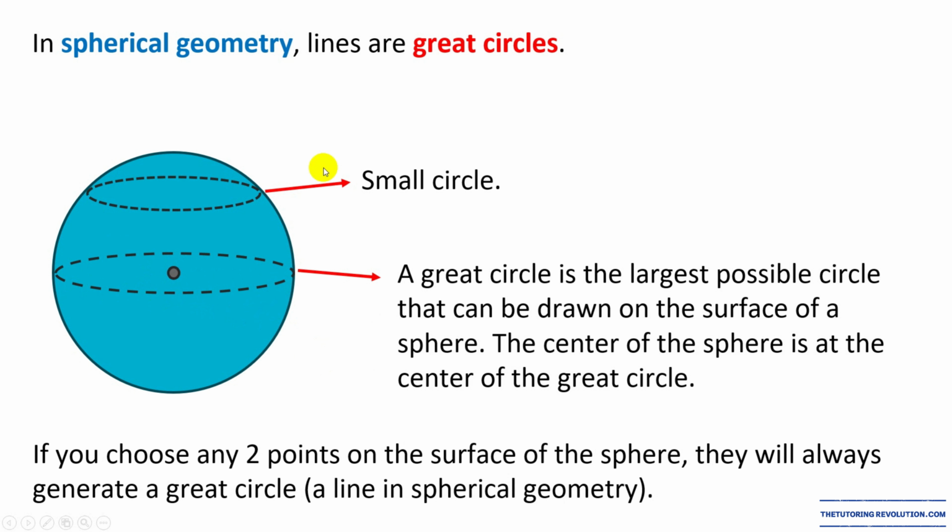Now, in spherical geometry, if you choose any two points on the sphere, and you join them together, they will generate a great circle. So that's why in spherical geometry, lines are great circles. It doesn't matter what two points you choose. You can choose two points, a point here and a point there. If you join those two points, okay, and you go all the way around the sphere, there will always be a great circle. That's why in spherical geometry, lines are great circles.